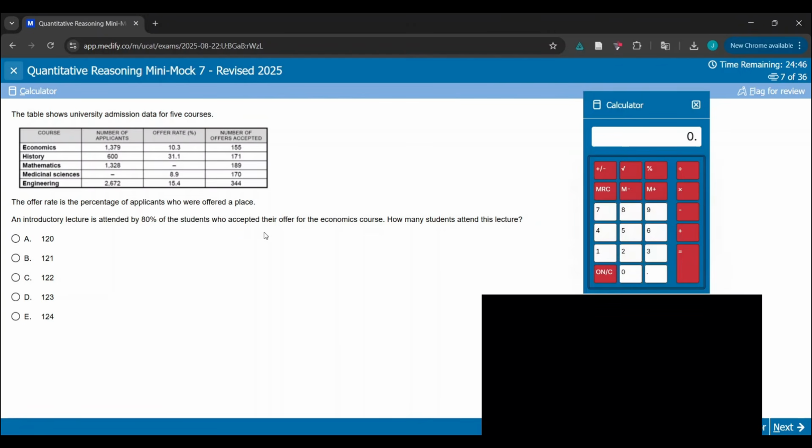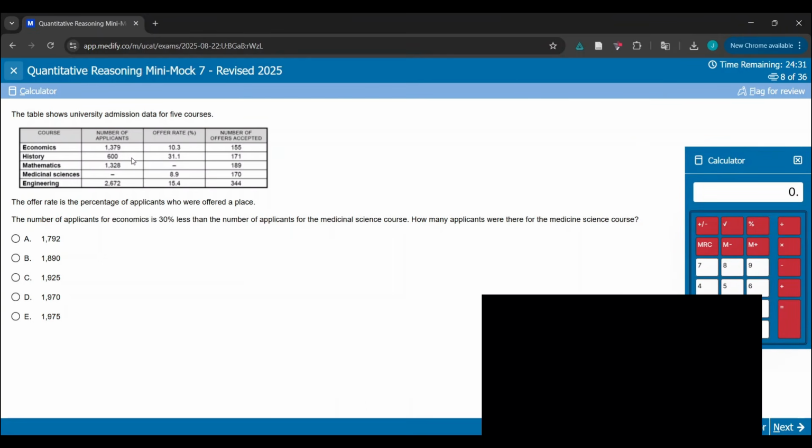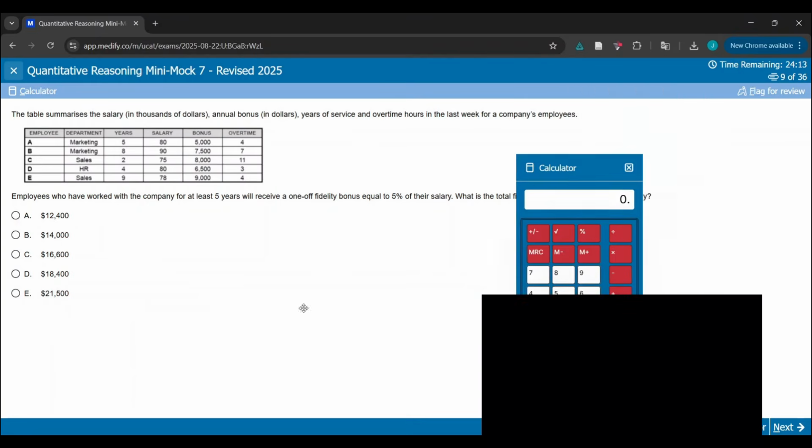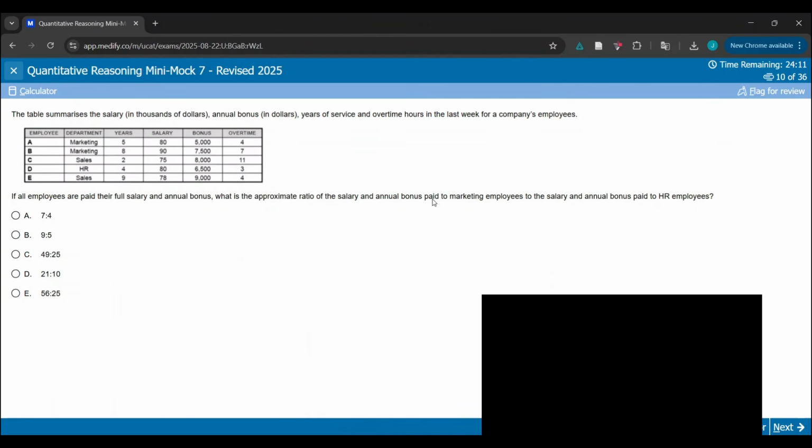An introductory lecture is attended by 80% of the economics course. How many students attend this lecture? Who accepted their offer? So times this by 0.8, 124. Okay, the number of applicants for economics is 30% less, so then divide this by 0.7. Then the number of applicants in medicinal science, so 1379 divided by 0.7, so 1970. Okay, and let's skip this one.